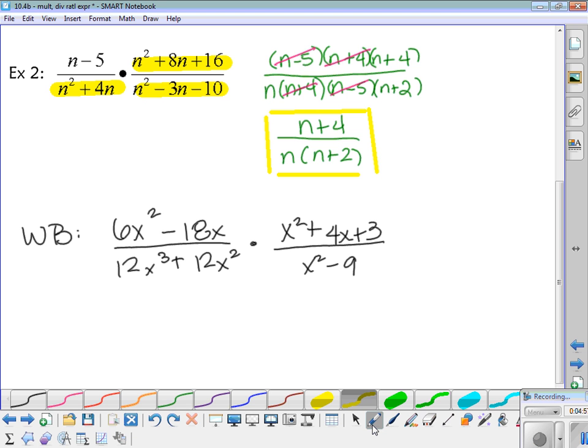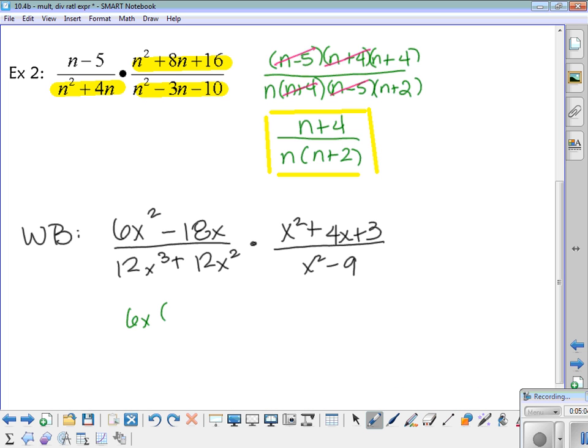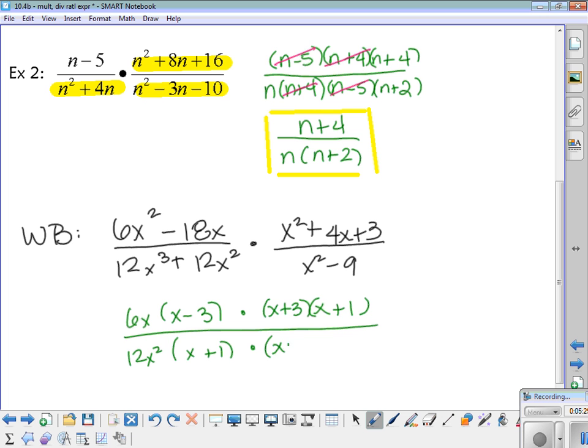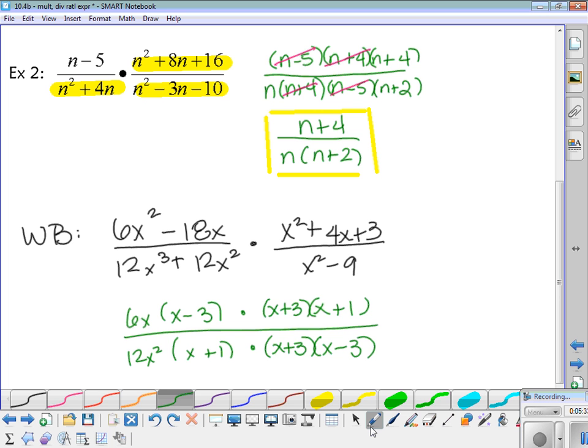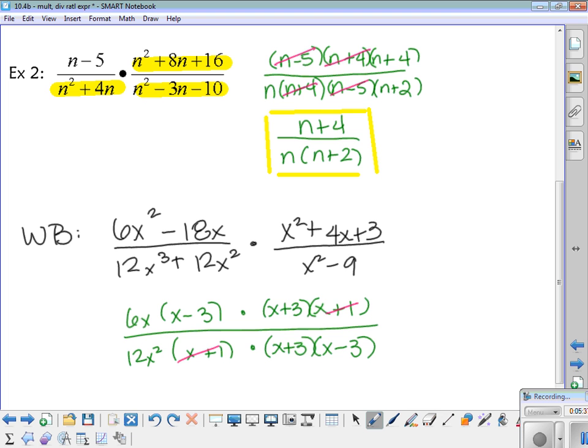All right, so what can we factor out of the 6x squared minus 18x? A 6x, and we're left with x minus 3. And then x squared plus 4x plus 3 is what? X plus 3 times x plus 1. So there's the top. On the bottom, we can factor out a 12x squared, and then we're left with x plus 1. And then x squared minus 9 is x plus 3 times x minus 3. So now when you start going through it, our x plus 1's cancel out, x plus 3's cancel out, x minus 3's cancel out. I'm just left with the 6x over 12x squared. And 6 can be divided by 6, goes into itself once, and goes into 12 twice.